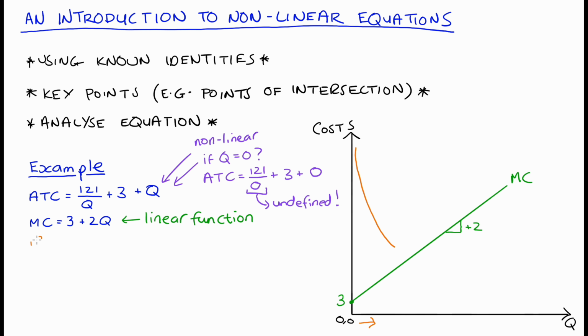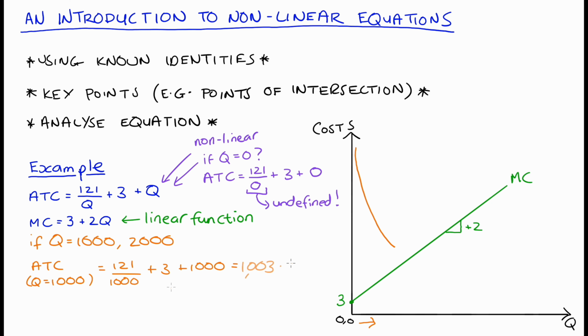So I'll show you, imagine evaluating average total cost if Q is 1,000 and then 2,000. So if Q is 1,000, average total cost is 121 over 1,000. That's a very small number, plus 3 plus 1,000. So that's 1,003.121. And the bulk of that value is being driven by that last term, that plus Q at the end.